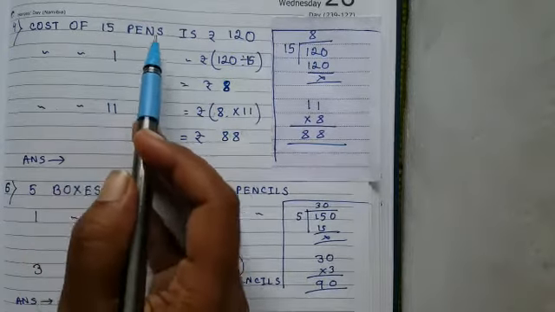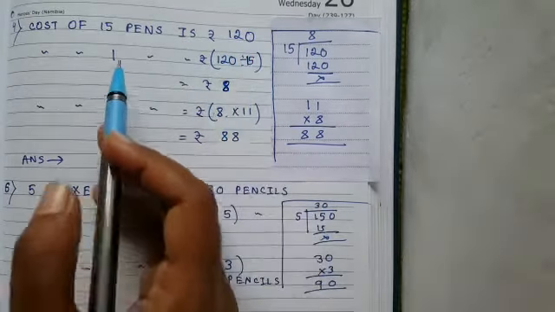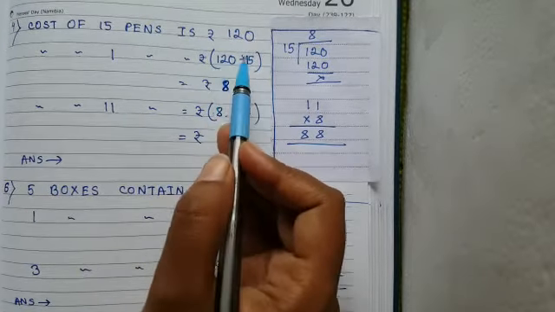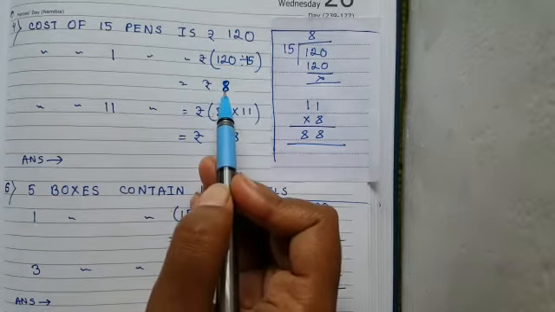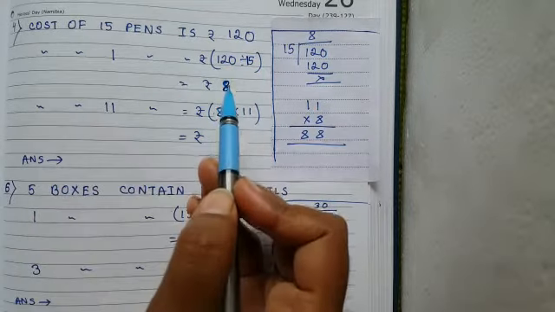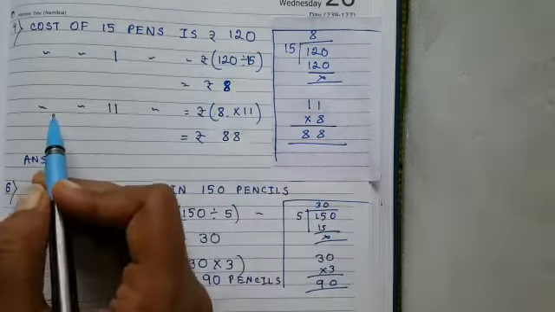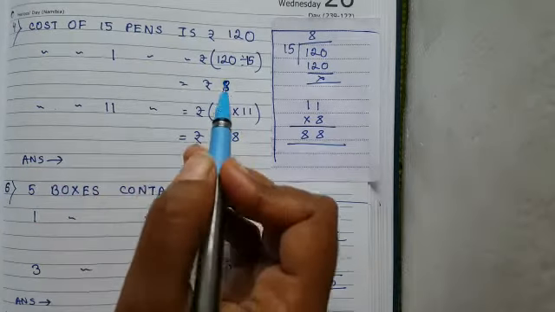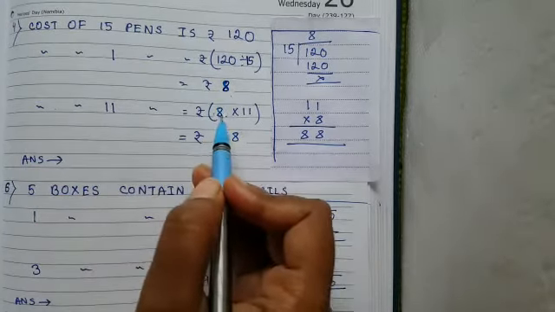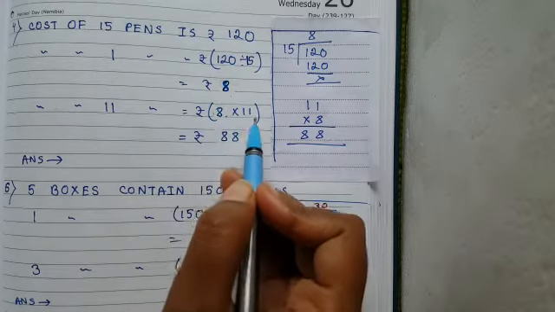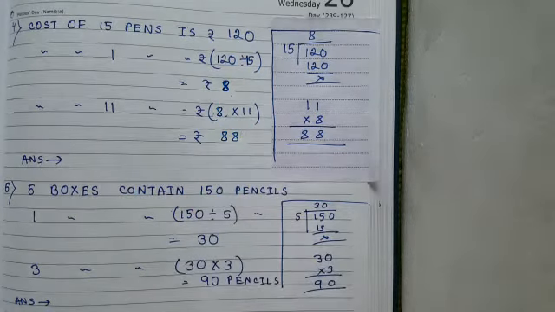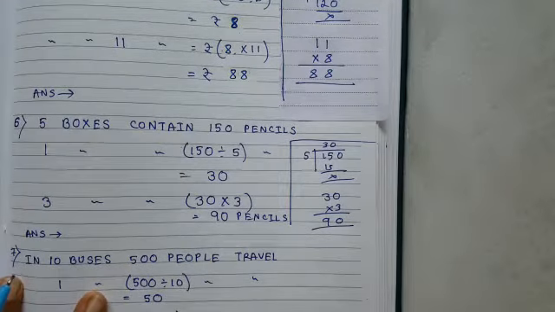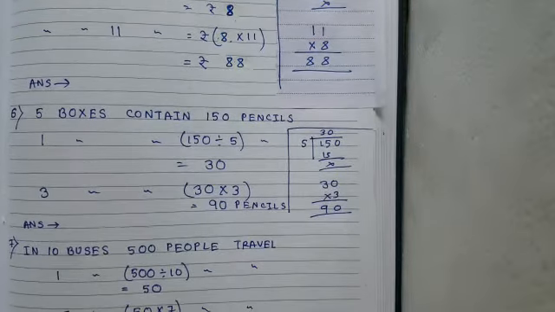So, the cost of 15 pens is rupees 120. When we are finding the cost of 1 pen, that means we are dividing, 120 divided by 15, that is equal to 8. So, the cost of 1 pen is equal to rupees 8. In the next step, we are finding the cost of 11 pens. The cost of 11 pens will always be more than 8. So, we have to do multiplication here. 8 into 11 equal to 88. Next, write down the answer. The cost of 11 pens is rupees 88.